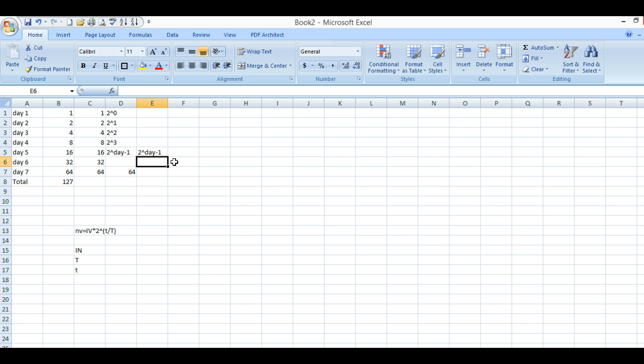I guess technically I didn't type that in right. I'm going to do day in parentheses minus 1, so that's all in the exponent, which is different than putting day minus 1 like this. I apologize for the error on my notation. So in this one, that gives me the actual total for the days.